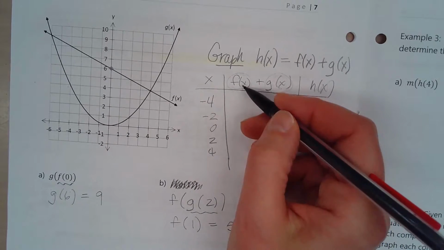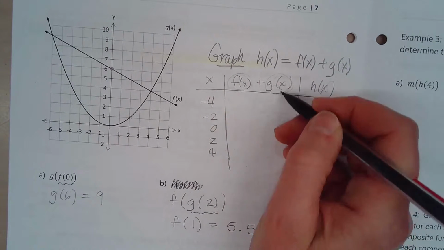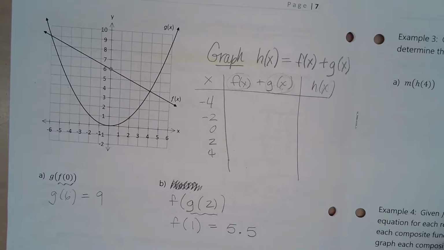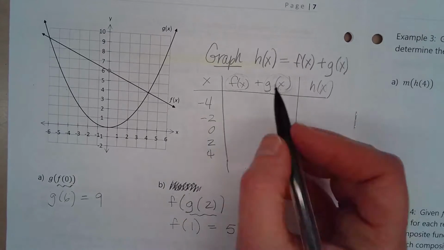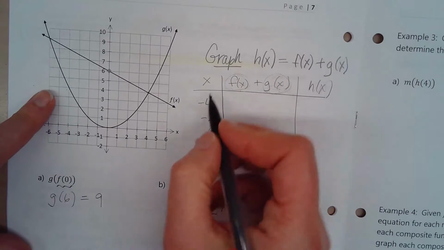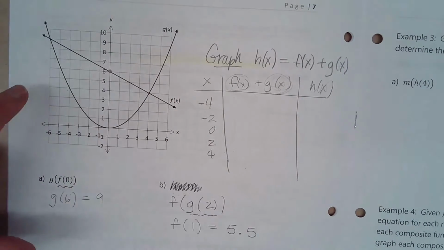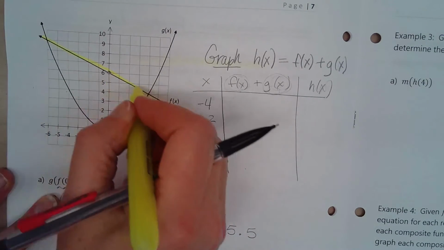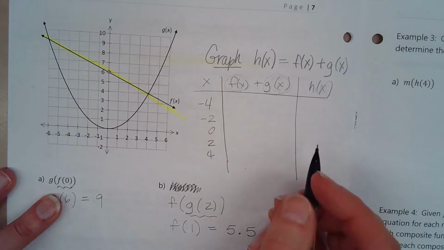So if you just record all the y values here and add them up, you'll have your new function, right? Without even knowing what the equations are. So what's the y value? I'm looking at f of x now. Maybe I'll highlight it. I'm just going to highlight this in yellow. So I'm looking at all the y values on the yellow graph.